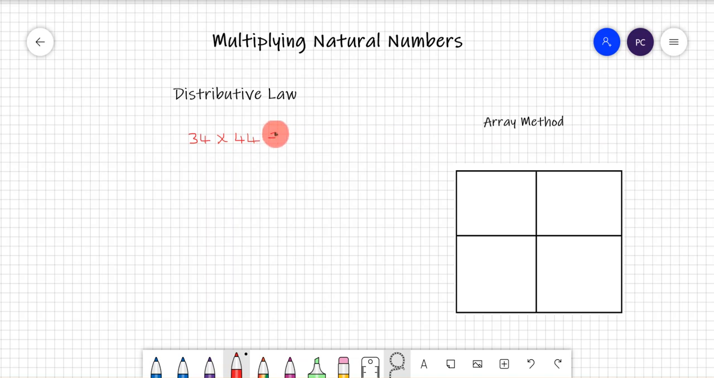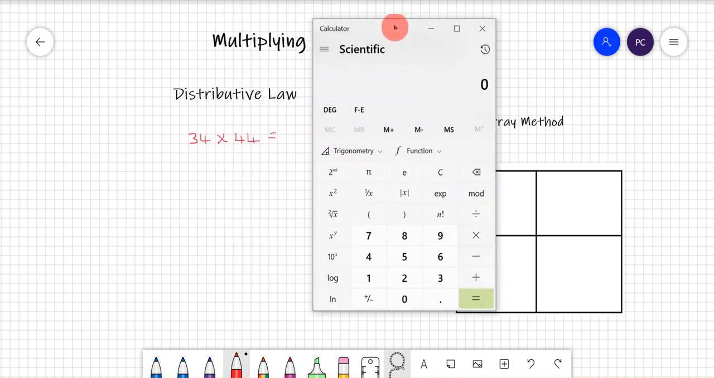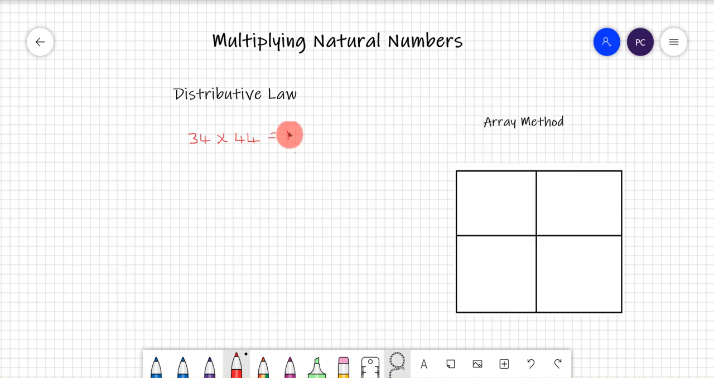We can just plug it into a calculator. So for example, we can take out our calculator and put in the two numbers: 34 multiplied by 44 is equal to 1496. Now, there's another method that we can use.